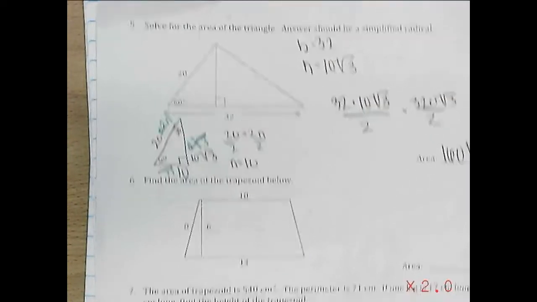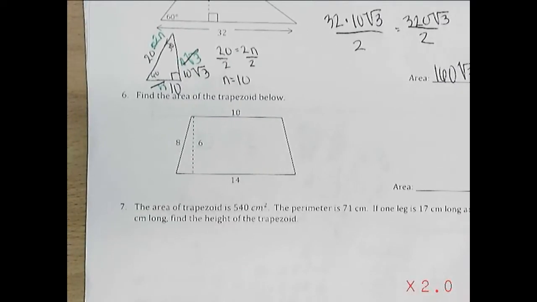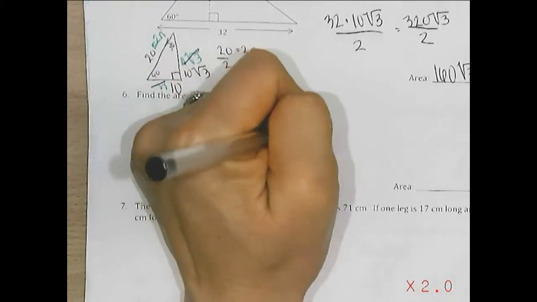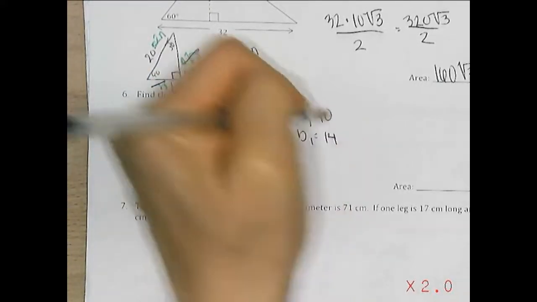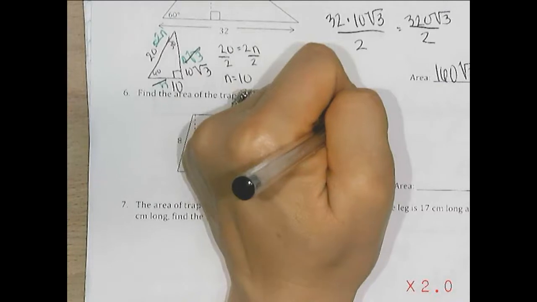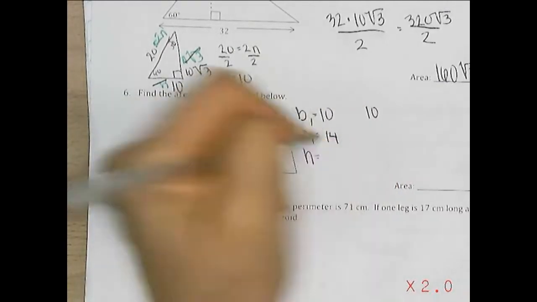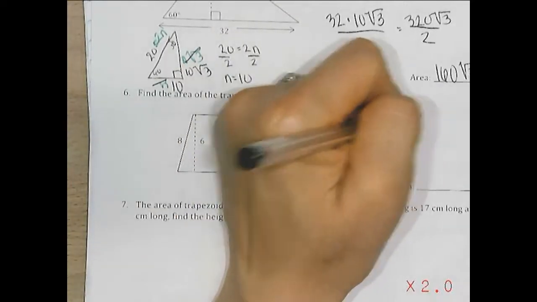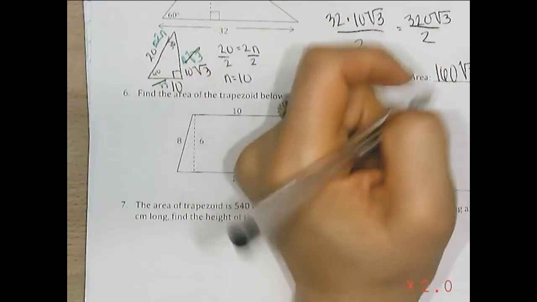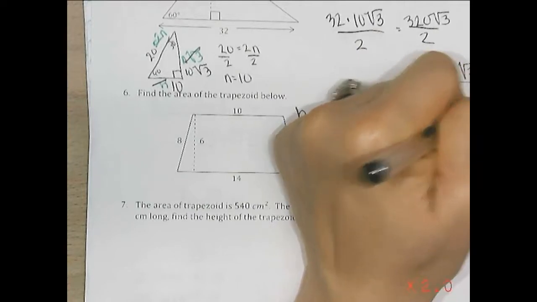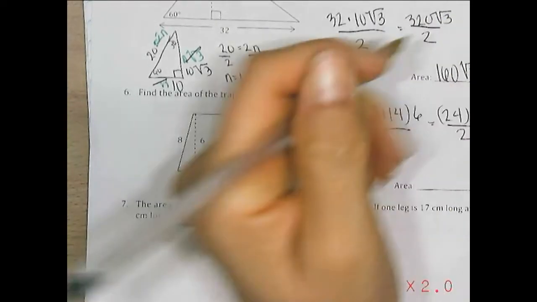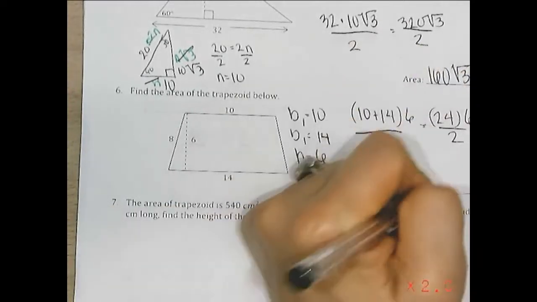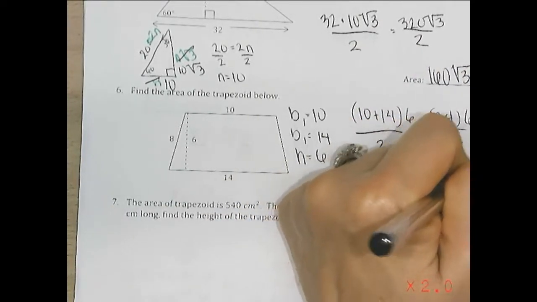All right, well, now we're on to a trapezoid. So remember, I want to identify my bases, and base 1 is 10, base 2 is 14, and it's b1 plus b2 times your height divided by 2. So 10 plus 14 times your height, which is 6, all divided by 2, which would be 24 times 6 divided by 2, which would be 144 divided by 2, which would give you 72 units squared.